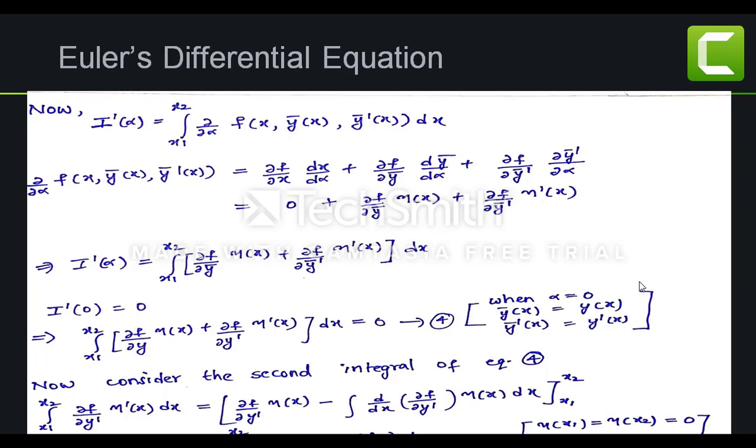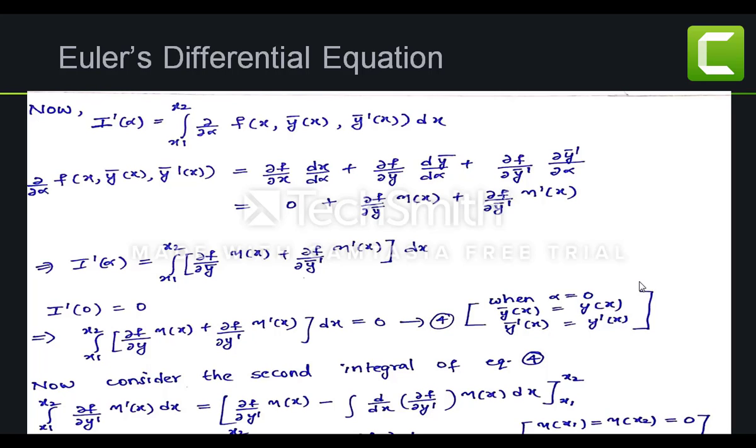So ∂/∂α of f(x, ȳ, ȳ') is equal to ∂f/∂x into dx/dα plus ∂f/∂ȳ dȳ/dα plus ∂f/∂ȳ' dȳ'/dα. Here we have a correction. The last term is dȳ'/dα.